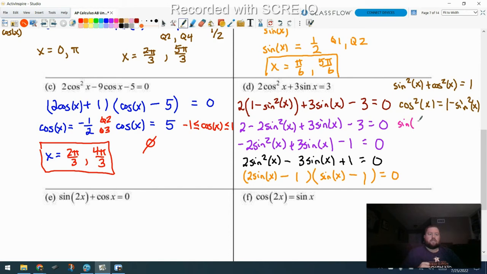I have sine x is equal to 1/2. We added the 1 divided by 2. And then I have sine x is equal to 1. And so this is going to be in quadrant 1 and quadrant 2, which is where sine x is positive for both of these. And so sine is equal to 1/2 at the pi over 6 locations. So that's pi over 6 and 5 pi over 6. And sine x is equal to 1 at pi over 2. And that's it.